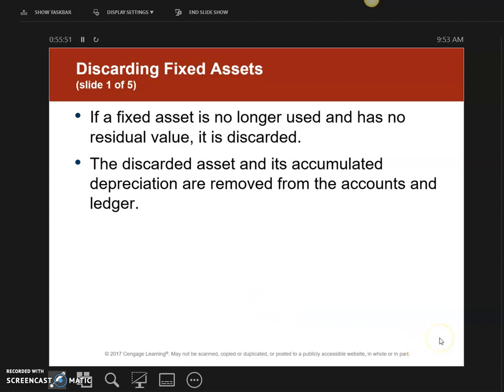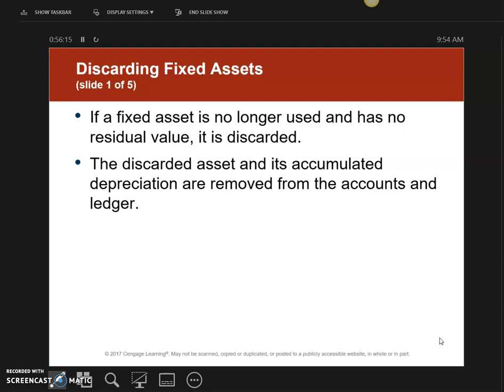We're going to talk about what happens when I discard a fixed asset. The two most important things here are: is it fully depreciated or is it not, and what is it worth on my books? Because that's always key. If it has a value on your books, then it has to be taken off when you get rid of it.